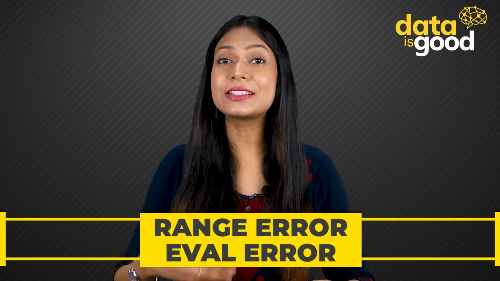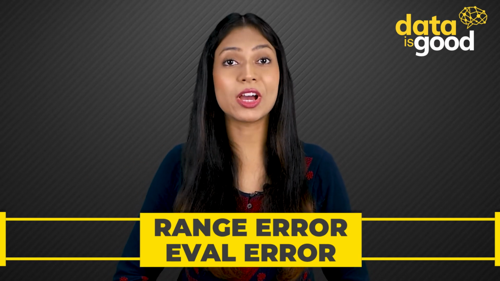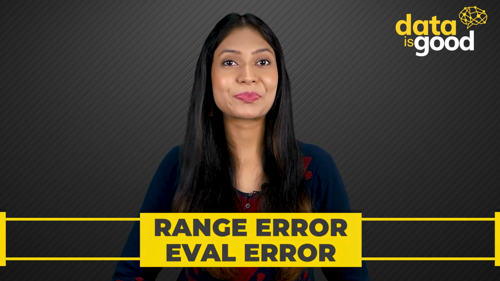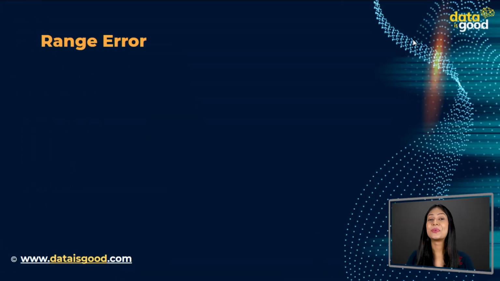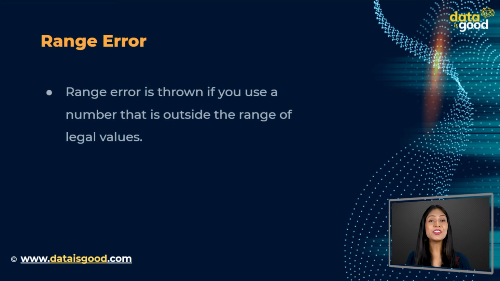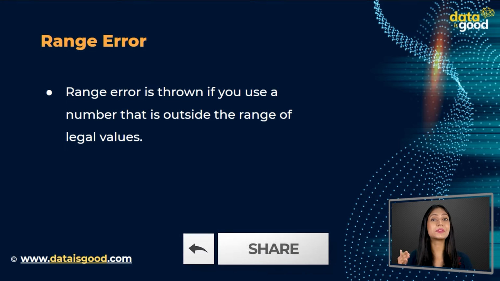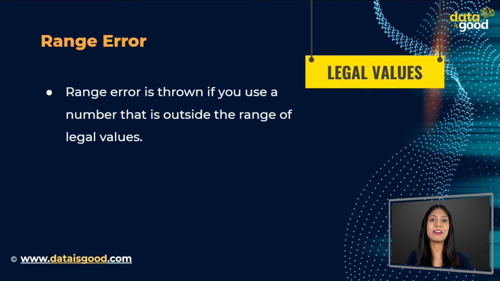In today's lecture, we are going to learn about the next two types of errors, which are range error and eval error. So what are we waiting for? Let us get started. Range error. Range error is thrown if you use a number that is outside the range of legal values.